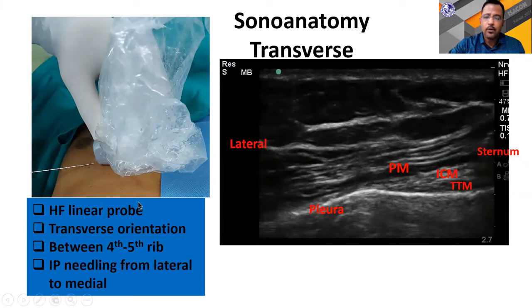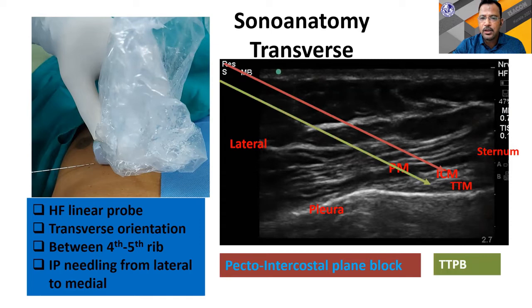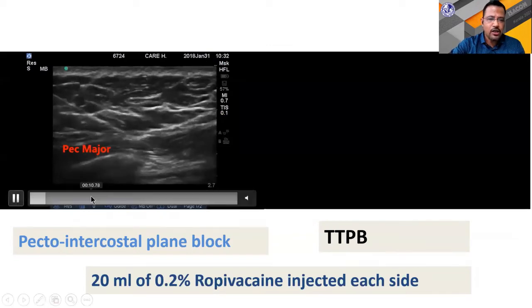And you can also do it in a transverse orientation. A high frequency linear probe is placed in a transverse orientation between the fourth and fifth rib, and in-plane needling is done from lateral to medial. This is the sonoanatomy which you will get. Medially, you will have the sternum, the acoustic shadow of the sternum. You can see the pleura and a thin slip of the transverse thoracic muscle. Above that are the intercostal muscle and pec major muscle. If I deposit the drug between the pec major and intercostal muscle, it becomes a pectointercostal fascial plane block. And if I deposit the drug between the intercostal muscle and transverse thoracic muscle, it becomes a transverse thoracic plane block.